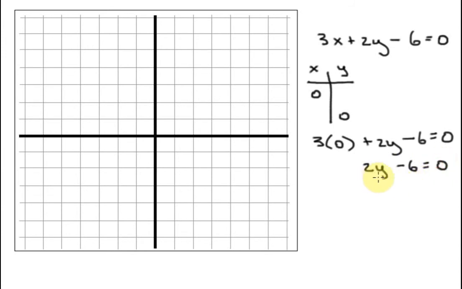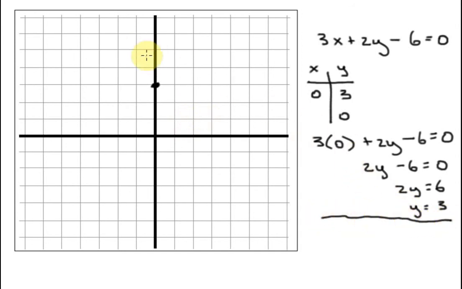So I'm now going to solve for y. So I'm going to add 6 to the other side. And then I'm going to divide by 2. So that means y equals 3. So that's a point that's on my graph. I'm going to go ahead and plot that point. 0, 1, 2, 3. That's a point on the line. So now I'm going to figure out the other point.